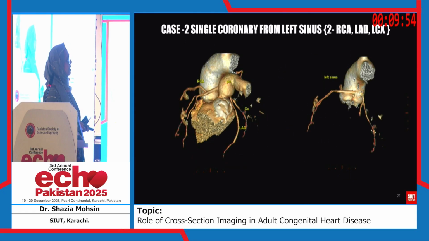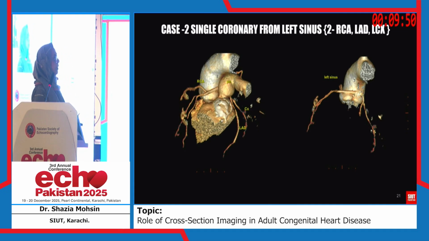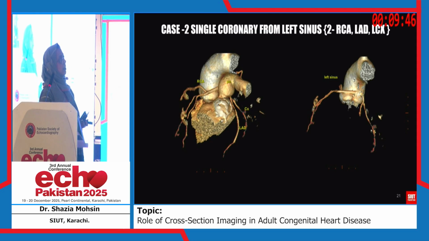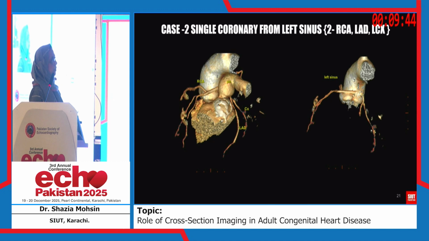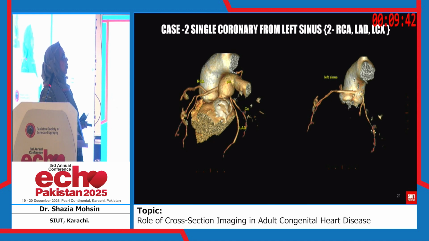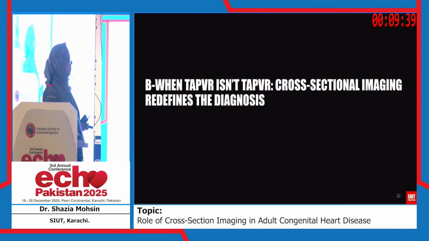The second case is an adult in which we were not sure how the coronary arteries are. We did CT, which is nicely showing that there is a single coronary artery from the left sinus. There is no intramural course, and the patient went for surgery.